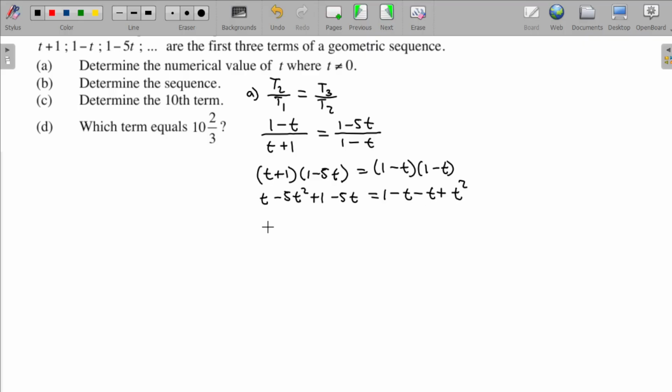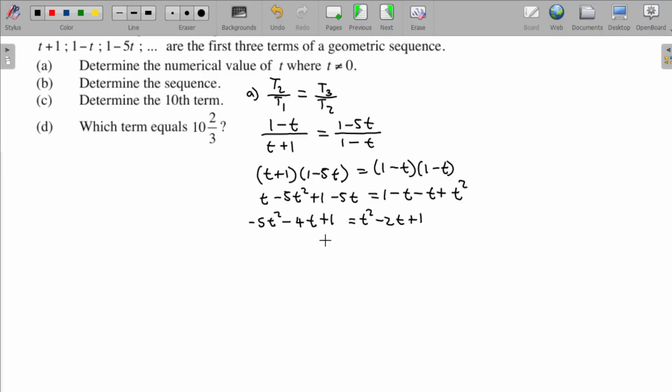Now from here, let me put this thing in the right way. I'm going to start with the squared. It's going to be negative 5t squared. Now this and this is going to give me a negative 4t, and then plus 1 is equals to, again, then put this one into order. It's going to be t squared, and then this is going to be minus 2t, and then plus 1.